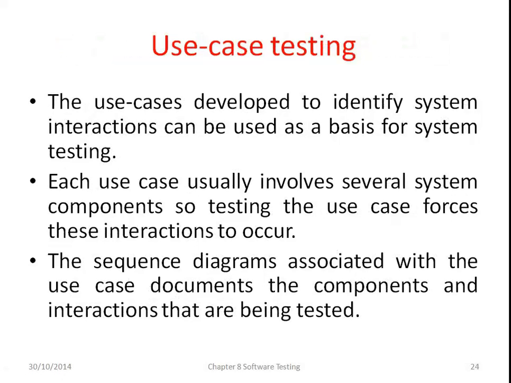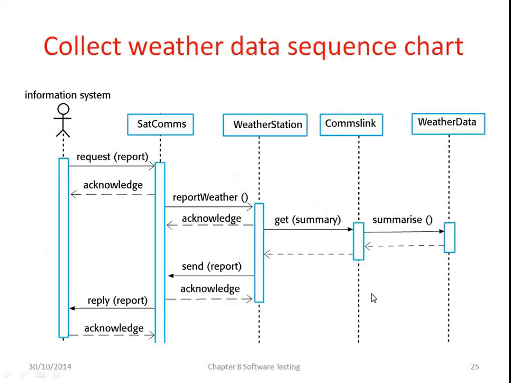So this is use case testing. Use cases developed to identify system interactions can be used as a basis for system testing. Each use case usually involves several system components, so testing the use case forces the interactions to occur. The sequence diagram associated with the use case documents the components and interactions that are being tested. So this is a diagram for the collect weather data sequence.